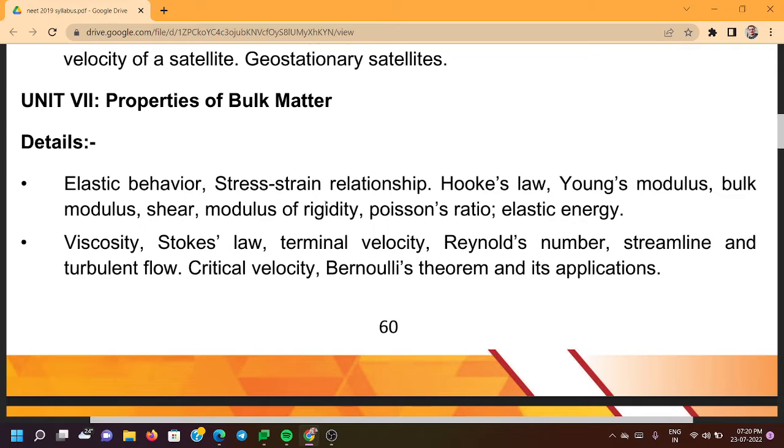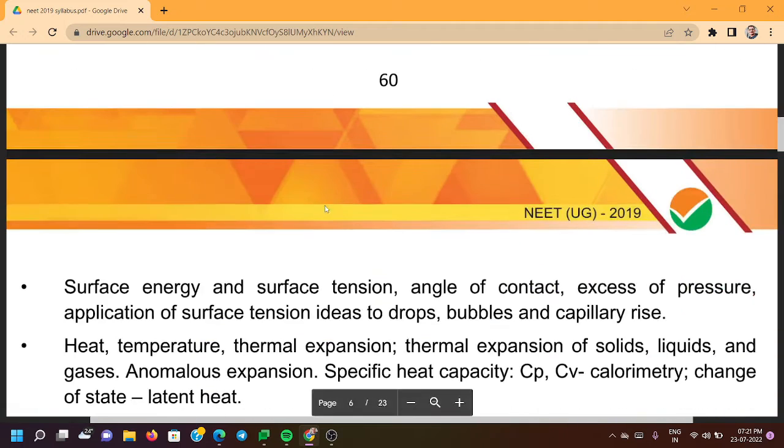Physics Unit 7, Properties of bulk matter. Elastic behavior. Stress-strain relationship. Hooke's law. Young's modulus. Bulk modulus. Shear. Modulus of rigidity. Poisson's ratio. Elastic energy. Viscosity. Stokes' law. Terminal velocity. Reynolds number. Streamline and turbulent flow. Critical velocity. Bernoulli's theorem and its applications.